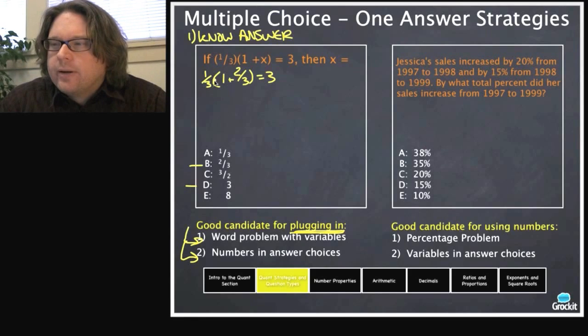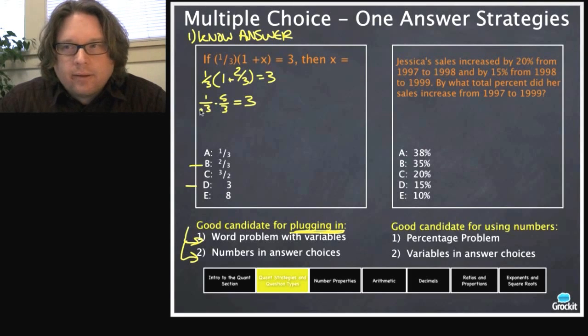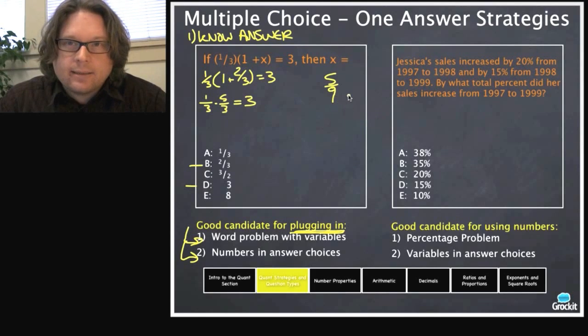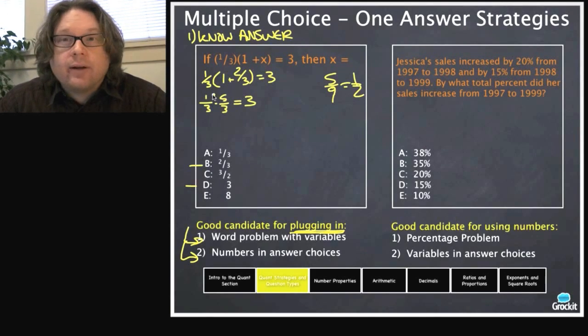So we figure out, well, 1/3 of 1 2/3, 3, 4, 5. So this is 5/3. So 1/3 times 5/3. Well, 1/3 of 5/3 is not 3. It's actually 5/9, which is a little bit more than 1/2. So it's not even close to 3.